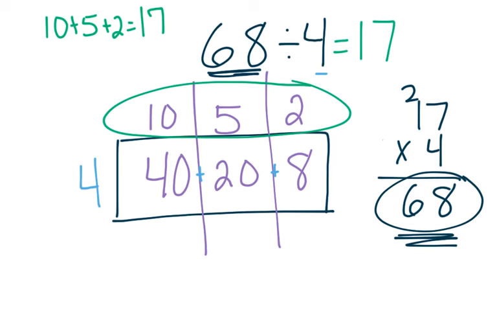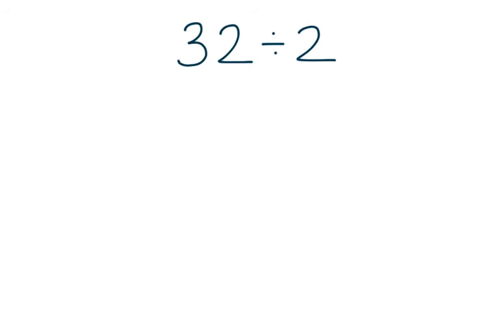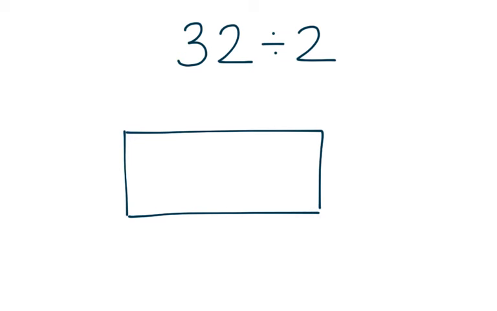All right, let's take a look at another problem using the area model. Again, the first thing I'm going to do is draw my rectangle, and I'm going to place my divisor on the side. That represents one of my factors in my multiplication problem. Now what I need to do is figure out what other factors are going to go up top. A good place to always start, as long as my dividend is at least 10 times larger than my divisor, is multiplying times 10. So that's what I'm going to do.